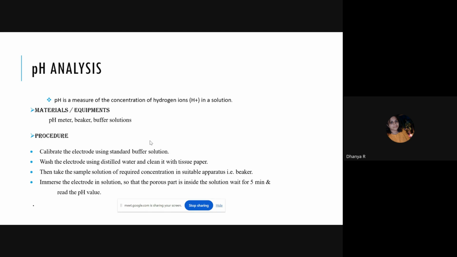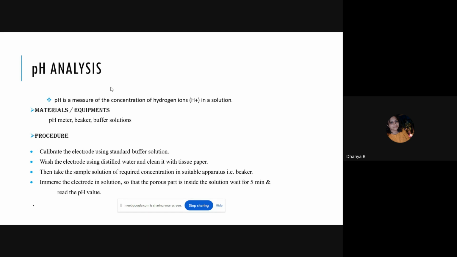pH analysis में एक बात जो आपको ध्यान रखना है, ये जो calibration एक ही point है जो pH analysis में बहुत ही important है और आपको ध्यान रखना है. जब भी आप रीडिंग लेते हो उसके पहले आपको इलेक्ट्रोड को बफर सॉल्यूशन से कैलिब्रेट करना है. एंड बफर सॉल्यूशन आपके जो पीएच मीटर आप लेते हो उसके साथ मिलता है, नहीं तो इट इज आल्सो अवेलेबल लूज इन द मार्केट. वॉश द इलेक्ट्रोड यूजिंग डिस्टिल्ड वाटर एंड क्लीन इट विथ टिश्यू पेपर.